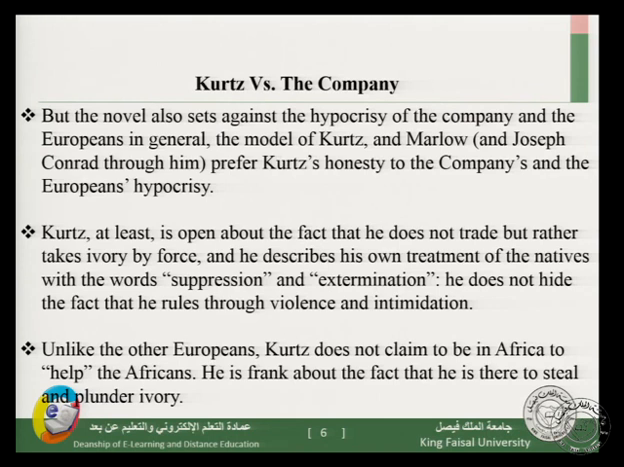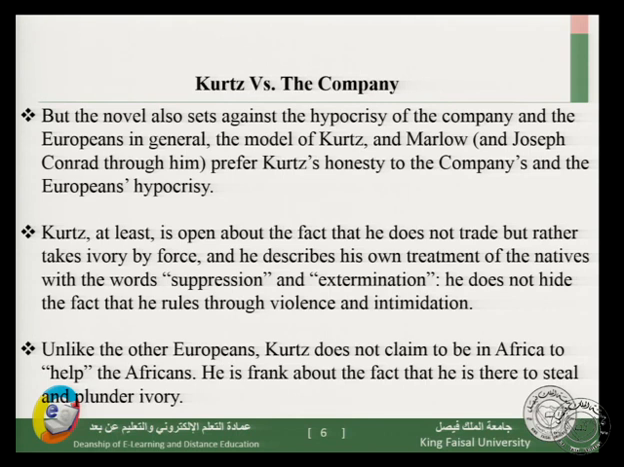civilizing the Africans. So Kurtz is open about the fact that he does not trade, but rather takes ivory by force. And he describes his own treatment of the natives with the words suppression and extermination. He says, this is what I'm doing with the natives. I'm not here civilizing the natives. I'm here to suppress and exterminate the natives. He doesn't hide the fact that he rules through violence and intimidation.